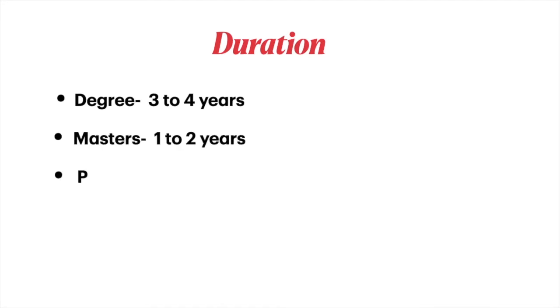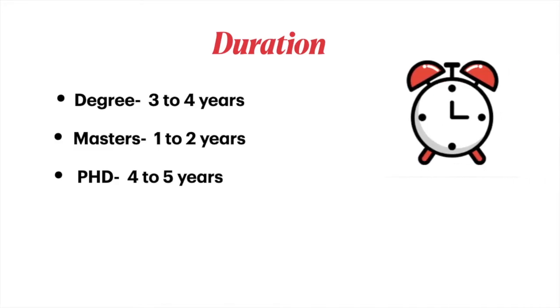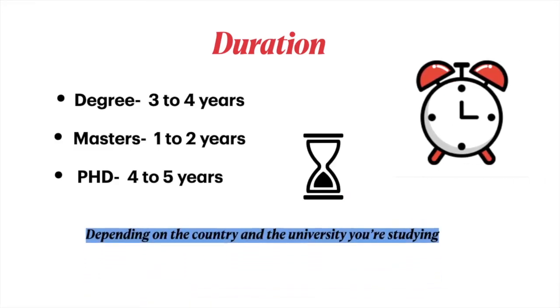Duration. A degree takes 3 to 4 years to complete, a master's 1 to 2 years, and a PhD 4 to 5 years. Of course, this depends on the country and the university you're studying in.